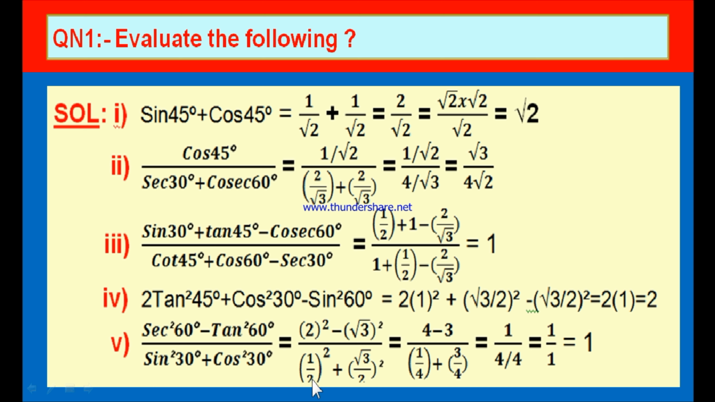And at denominator, 1 by 2 whole square is 1 square by 2 square, that is 1 by 4. Plus root 3 whole square is 3 by 2 square is 4. 4 minus 3 is 1. And 1 plus 3 is 4, 4 by 4 is also 1, 1 by 1 value is 1. So you have solved all the 5 bits of the first question.